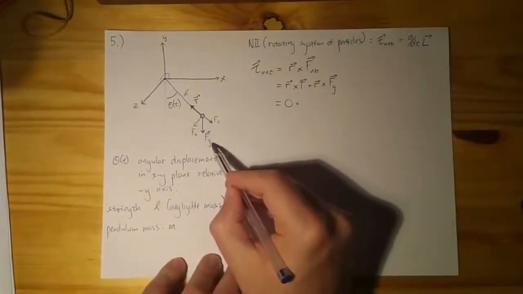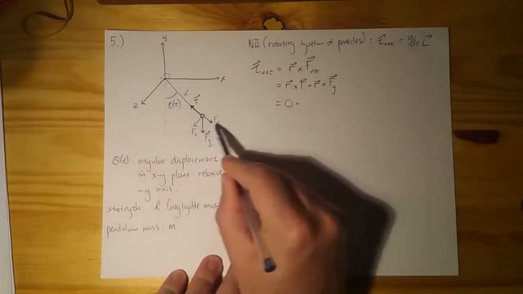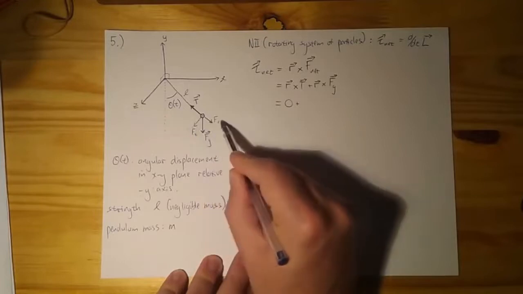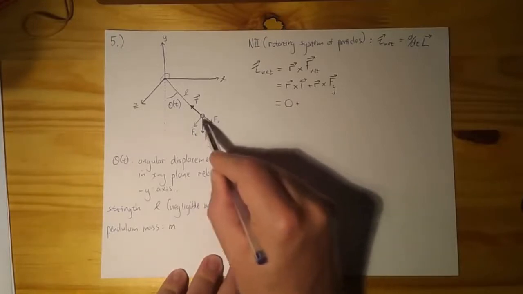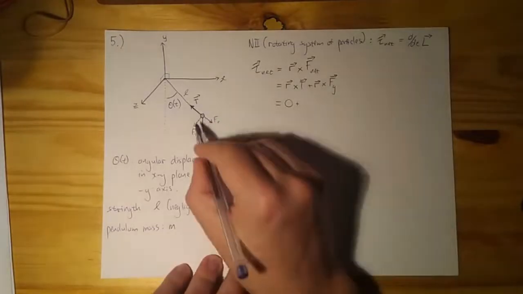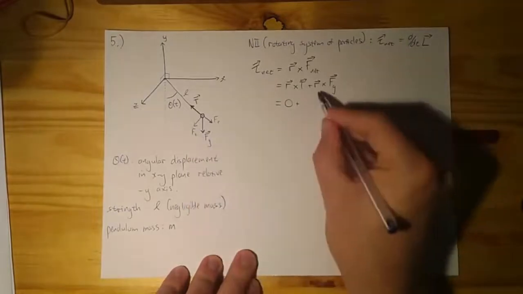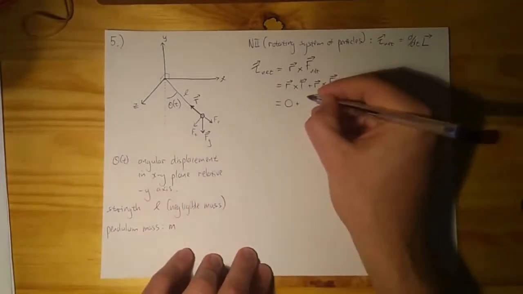Well, F of g can also be split up into two components, right? It can be split into this tangential component and this radial component. The cross product relative to this radial component will likewise be 0. So what we're left with is only this tangential component having any bearing on this calculation. So now we have to figure out what that is.